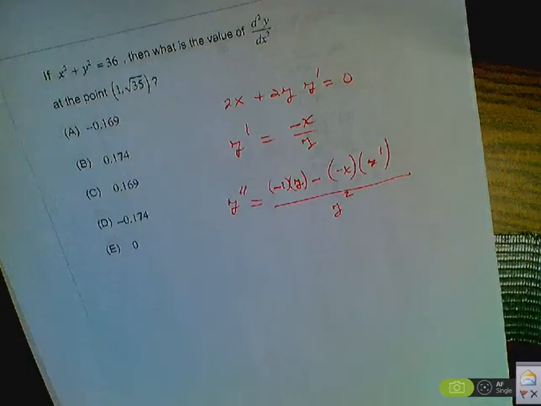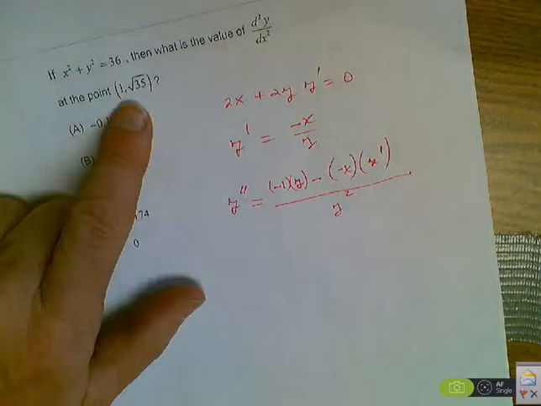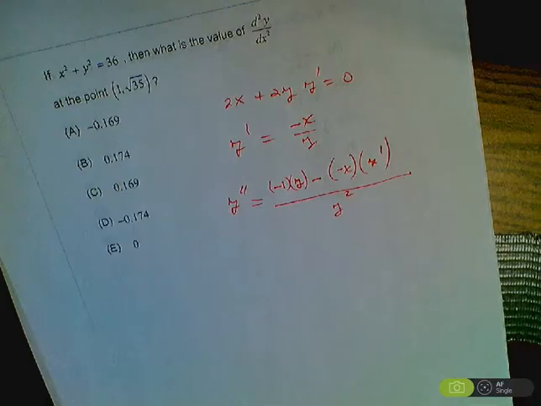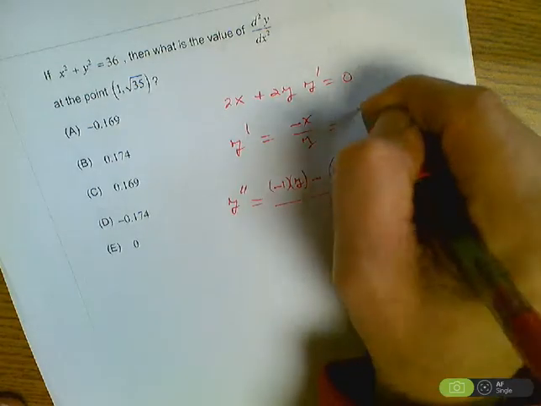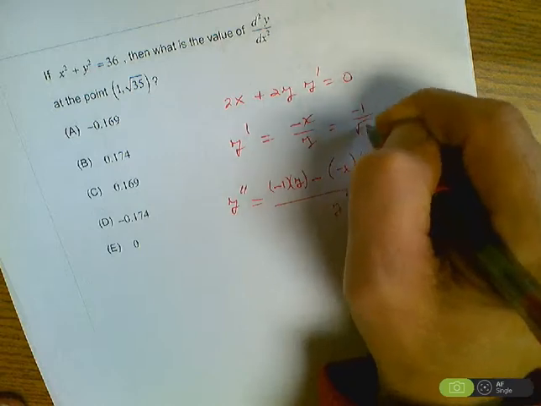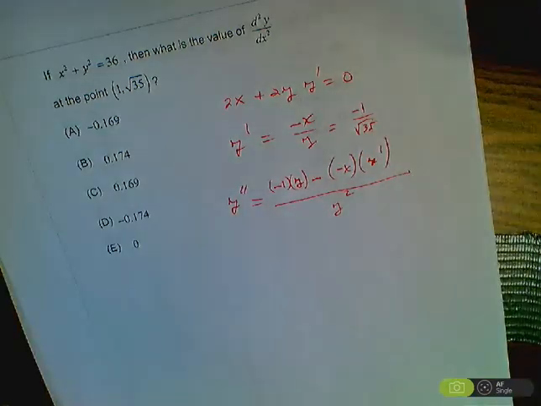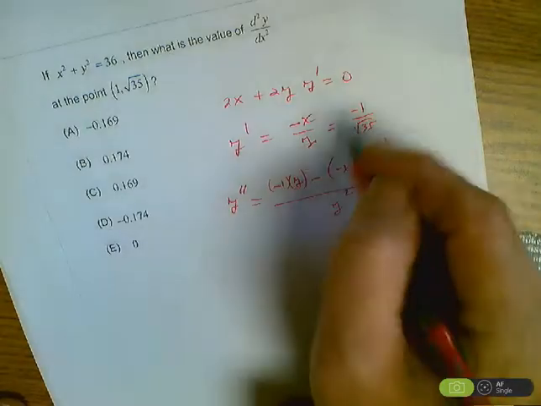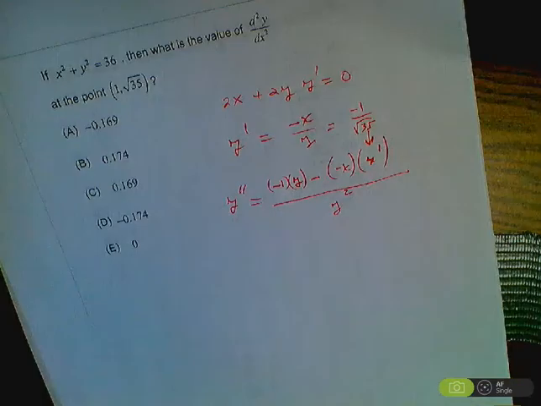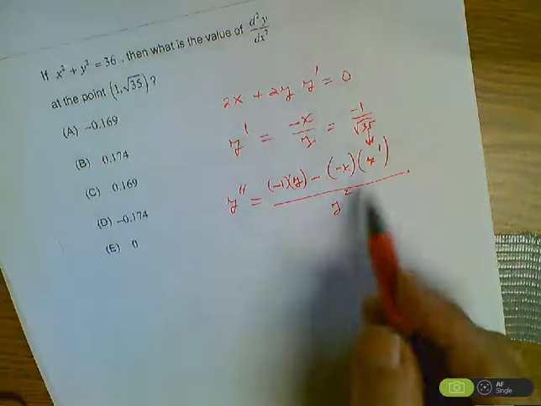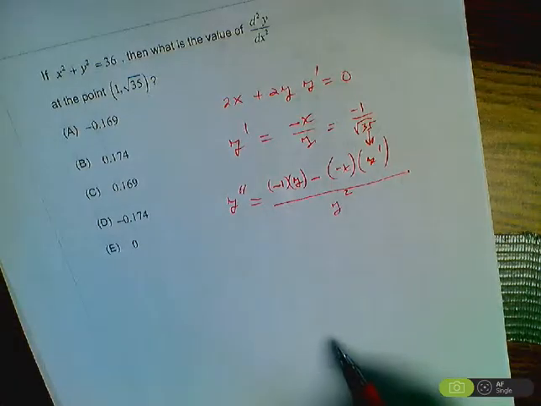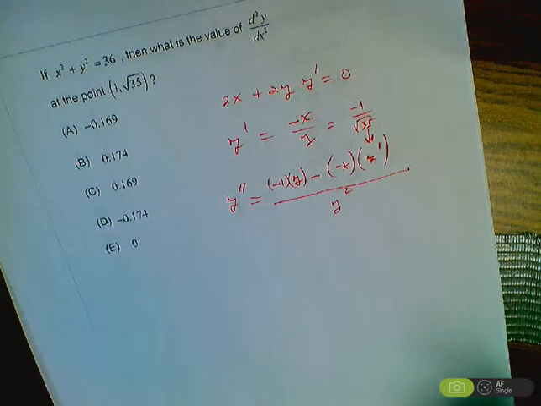What's next? Well, we got to figure out what y prime is at 1, square root 35. Now, at this point, we're going to stop. Let me show you how you would do it. You would put 1 here and put the square root of 35 there. Now, you could come back and substitute that in for your y prime here, and you would plug these numbers all in. And you'd use your calculator in this problem, right?